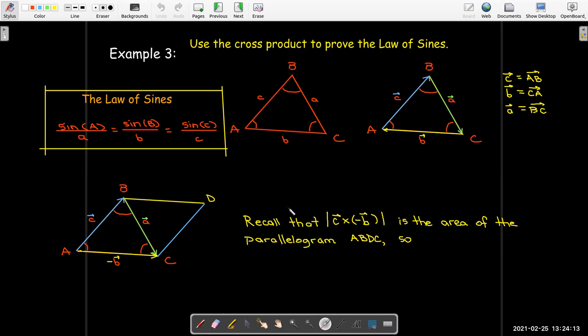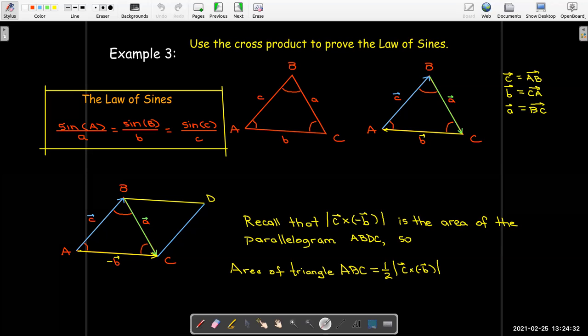Well, our original triangle is just half of that parallelogram. So as a result, the area of triangle ABC, our original triangle, is half of the magnitude of the cross product of C crossed with the opposite of B.